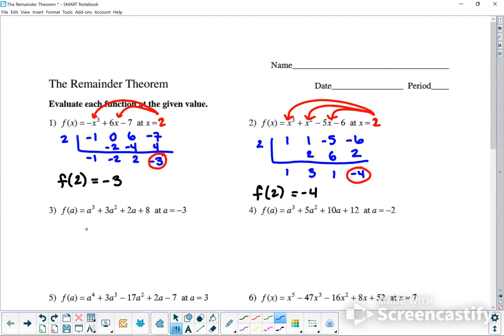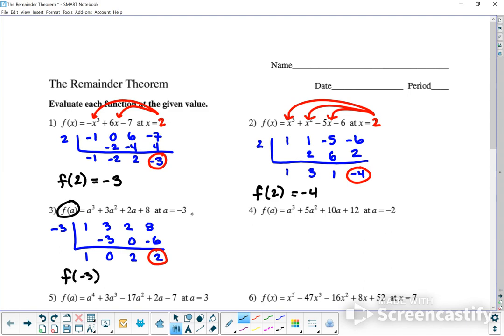So we have 1, 3, 2, 8. Synthetic division or substitution, remainder theorem. A is -3. So bring the 1 down. Multiply that, you get -3. Add it, you get 0. Multiply it, you're going to get 0. Add it, you're going to get 2. Multiply it, you're going to get -6. You add it, you're going to get 2. That's your remainder. So we want to say f of -3, because we're using f, and the a is -3. So f of -3 is equal to 2.